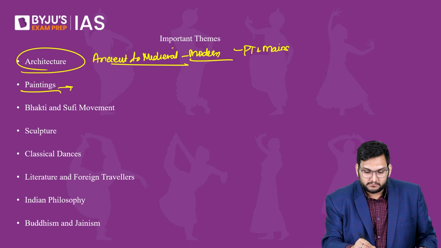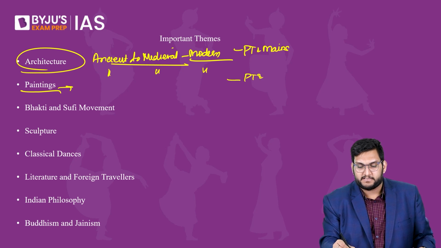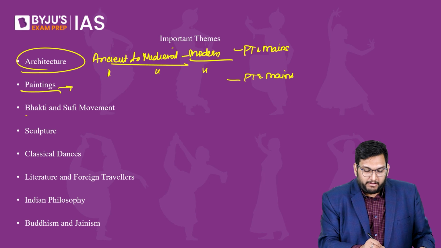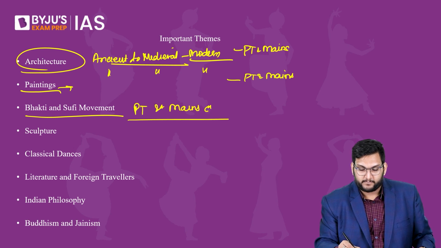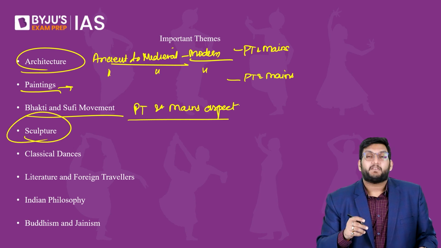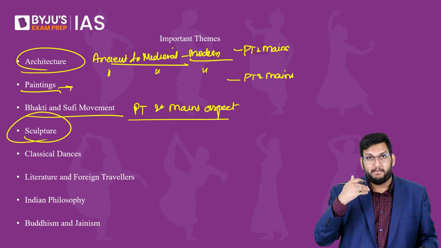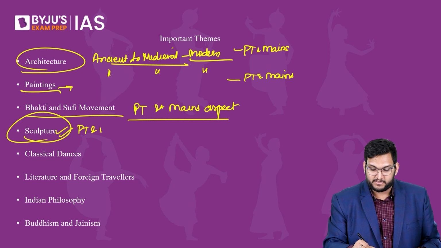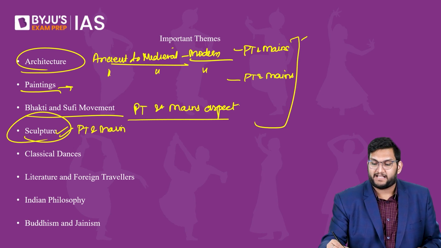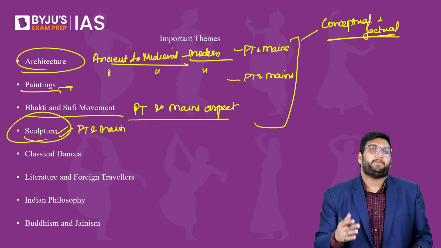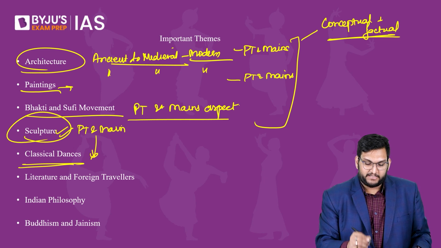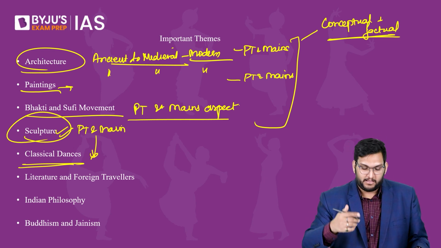Painting, again, ancient, medieval, modern, PT and mains, very, very important. Bhakti Sufi, we got a question in 2021 itself. So it is again a question in which you will get PT and mains aspect. Sculpture, the schools of art, their impact, extremely important, PT plus mains. But here, these topics are actually conceptual plus factual. So then that is why they're able to make a question in mains, because they have a conceptual part to it. Classical dances, again, PT plus mains, conceptual aspect, Lasya Tandava.